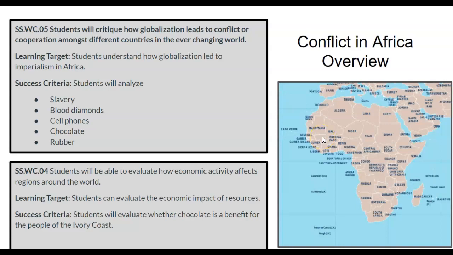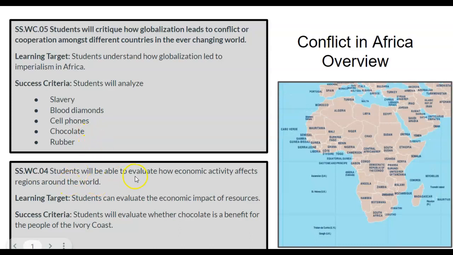Right, we're starting a new chapter about conflict in Africa. So you've learned about all these different places in your previous unit. Now we're going to focus on some conflict. We're going to look at the standard of globalization and how that leads to conflict. We're going to see a lot of conflict because of globalization. We'll see it with slavery, blood diamonds, cell phones, chocolate, and rubber.